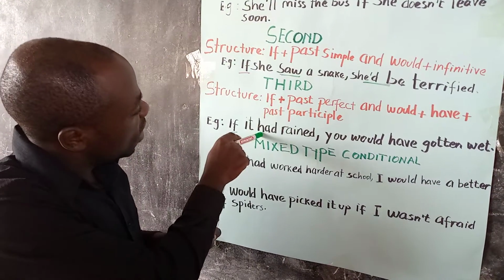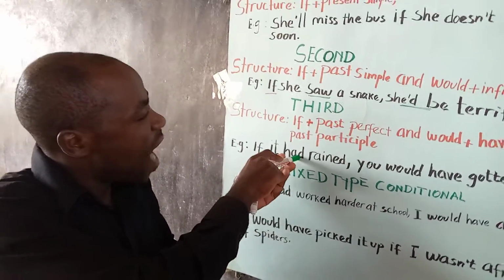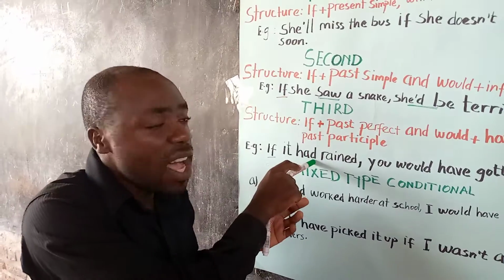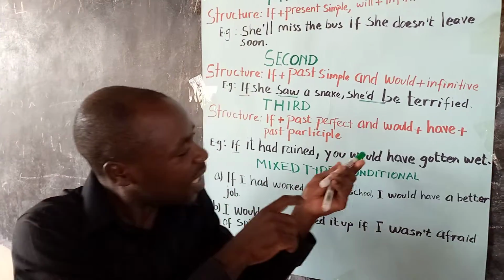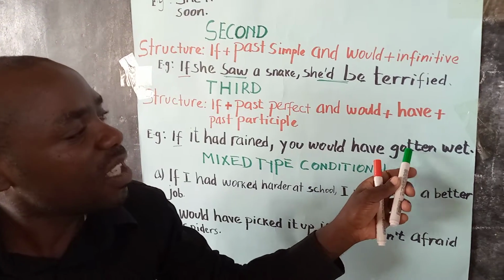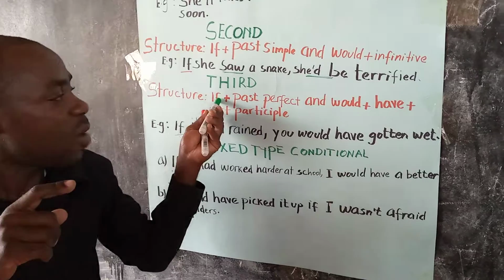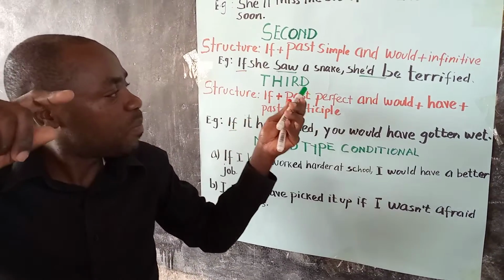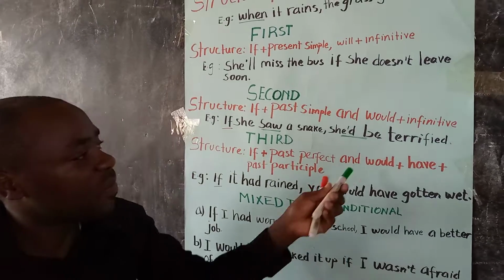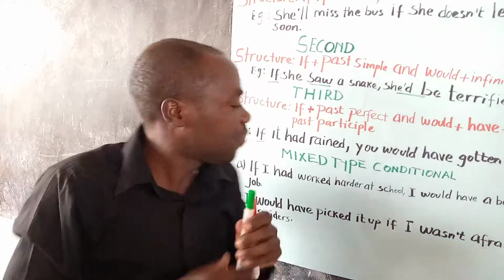So this first sentence shows past perfect. Okay, this is the past perfect. The second is shown would plus have plus the past participle of verb to get. So this is the structure where we have if plus past perfect in the first sentence that will change the second sentence: would plus have plus past participle.